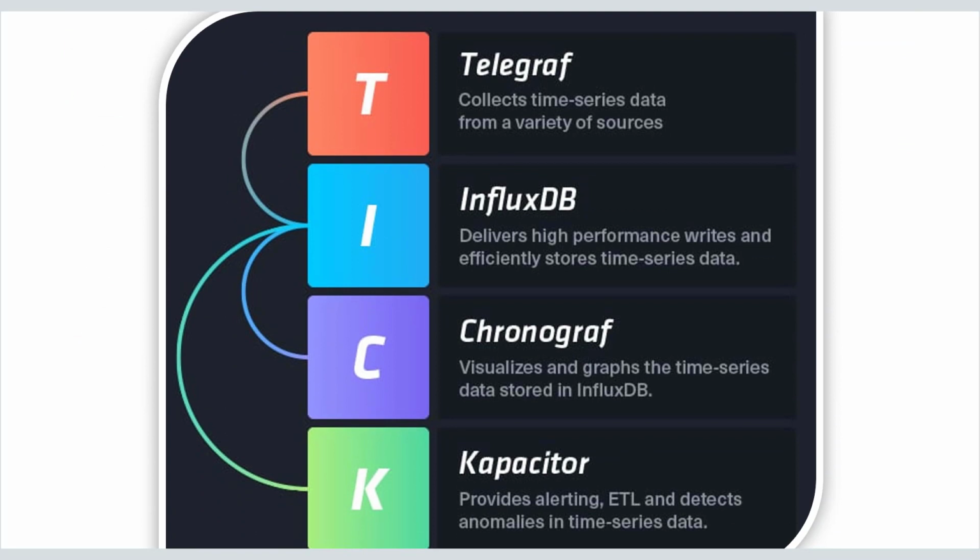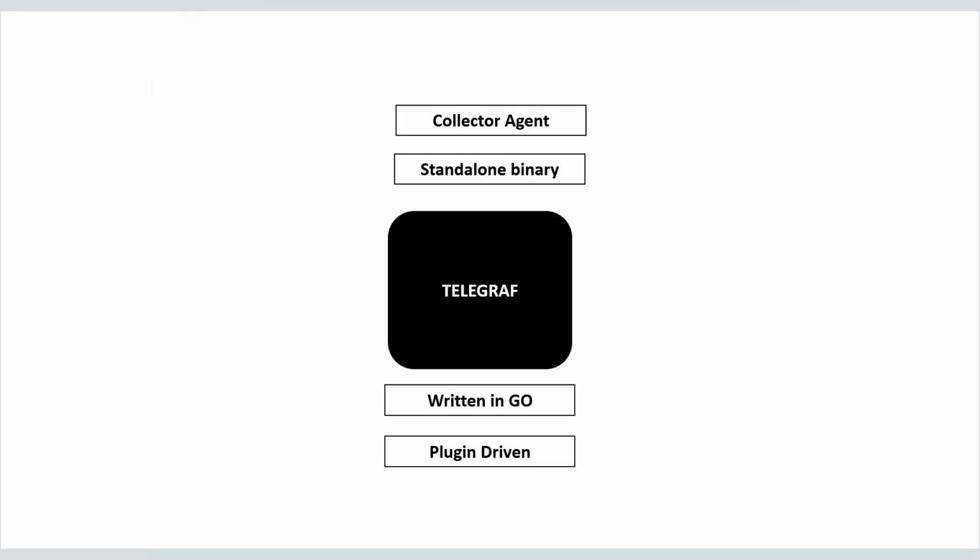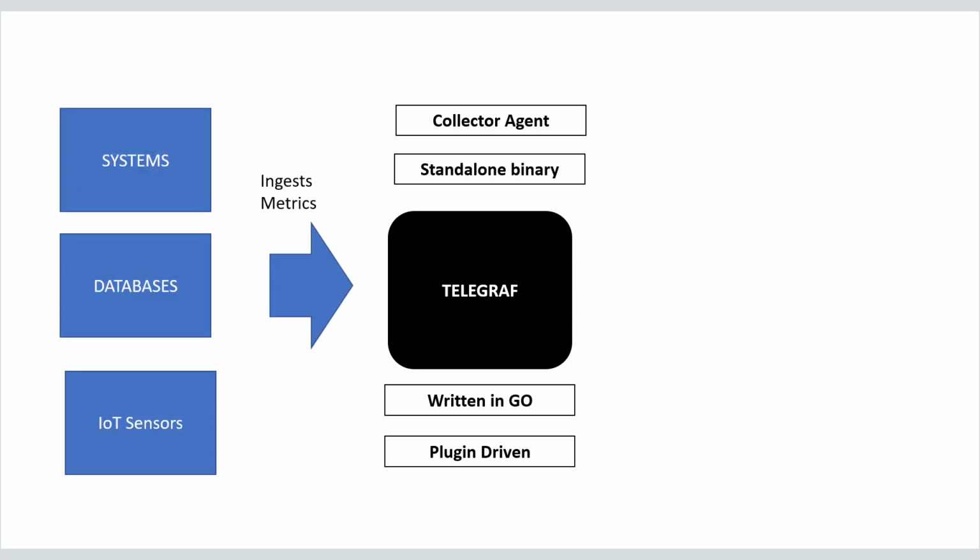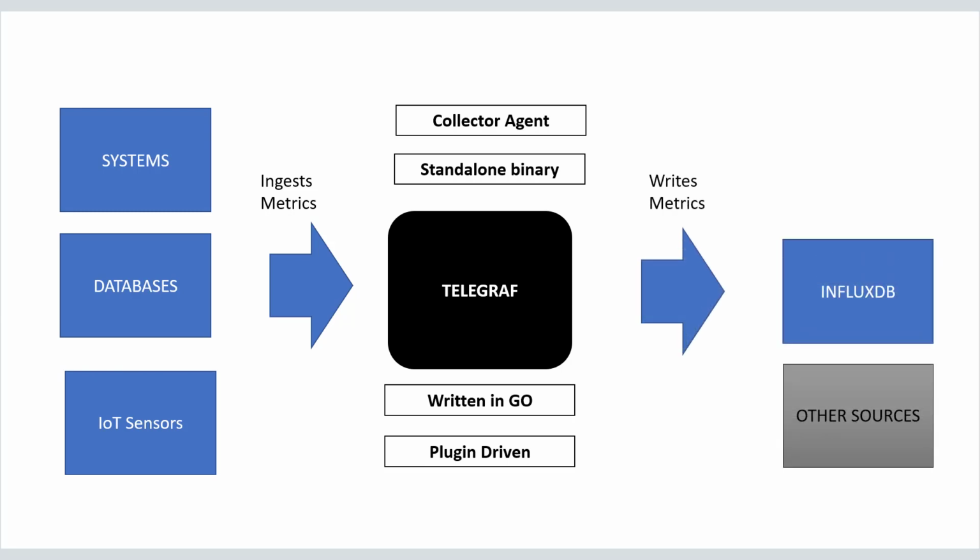Telegraf is one of the components of the TICK stack from Influx Data, and it is responsible for collecting time series data from a variety of sources. So eventually Telegraf is a collector agent. It's a standalone binary which can run on different operating systems. It's written in Go. It's plugin driven. What do I mean by plugin driven? For fetching data from different sources, all we have to do is configure a plugin in the Telegraf conf file, and we can write it to different outputs. And here we'll be particularly taking into consideration the time series database InfluxDB.